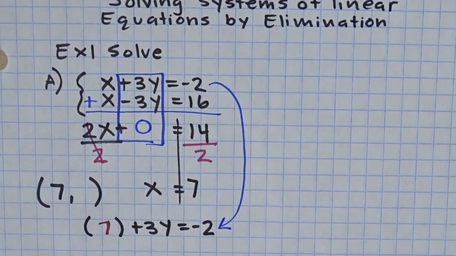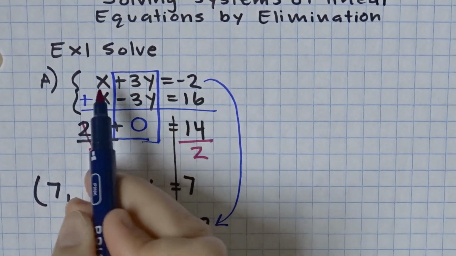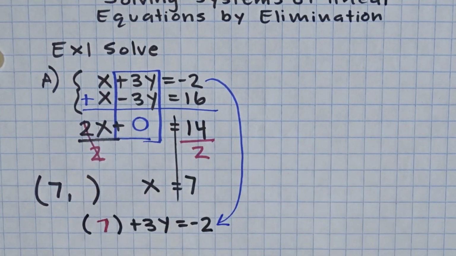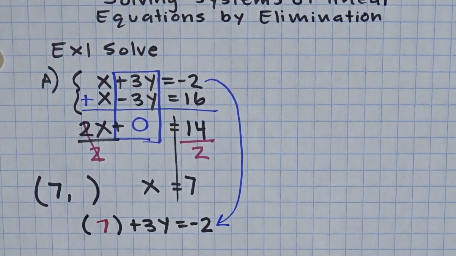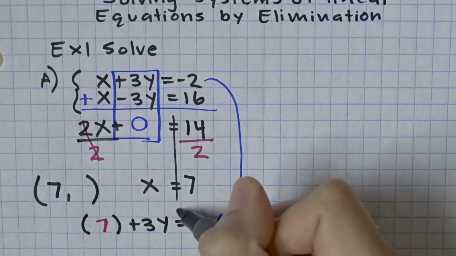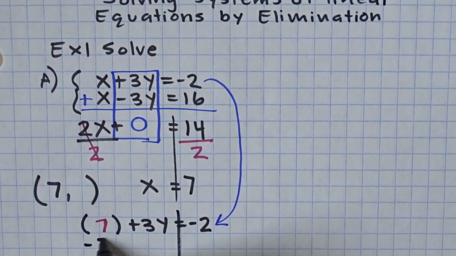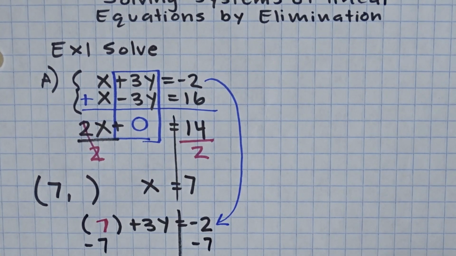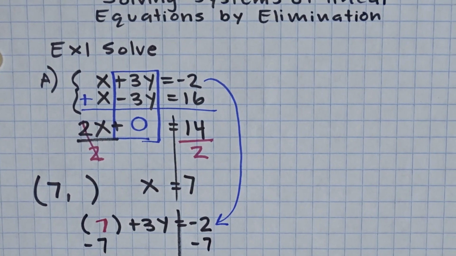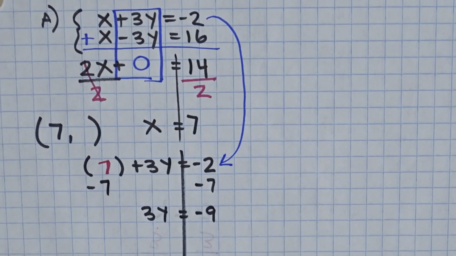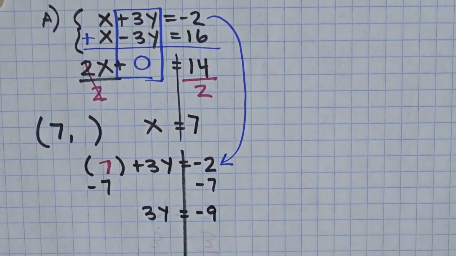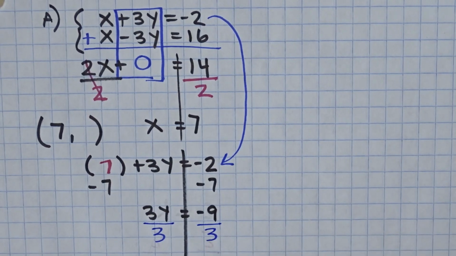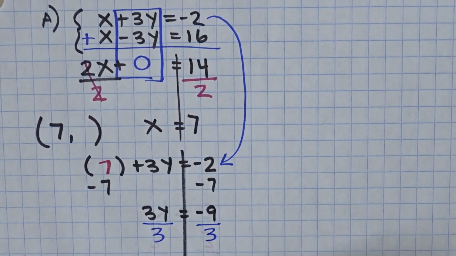I couldn't solve it before because I can't have an x and a y, but now that I know x is 7, I don't have an x anymore. I'm able to focus on y. And so I'm going to get rid of 7. Now I just have 3y equals negative 9. And then in doing this, you divide by 3. And we get y equals negative 3.